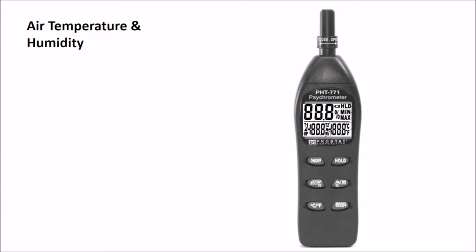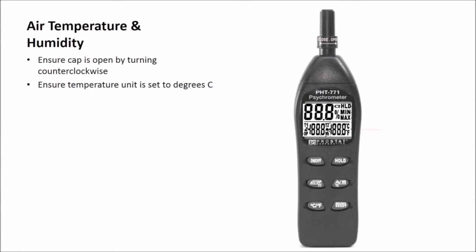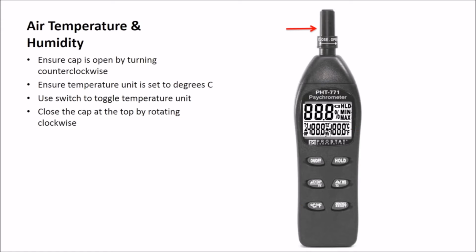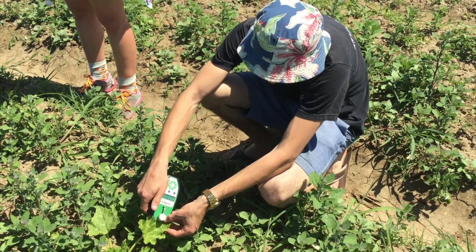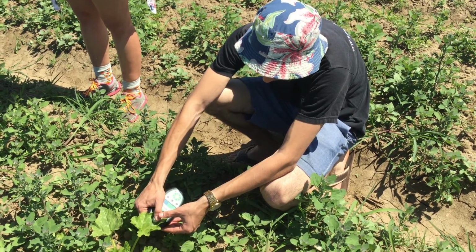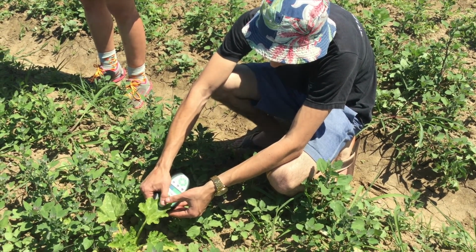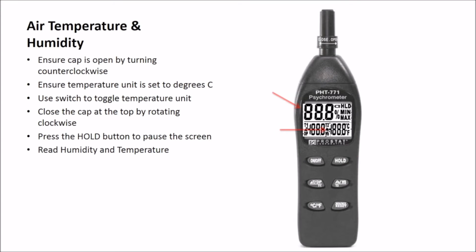Air temperature and humidity are measured using a psychrometer. To begin, ensure that the cap is open by turning it counterclockwise. Then ensure that the temperature unit is set to Celsius. You can toggle the temperature unit by using the indicated switch. When the psychrometer is located at the site to be measured, close the cap by turning it clockwise. Press the hold button to pause the screen, then read the temperature and humidity for your partner to record. Press the hold button again to release the screen and prepare for the next reading.